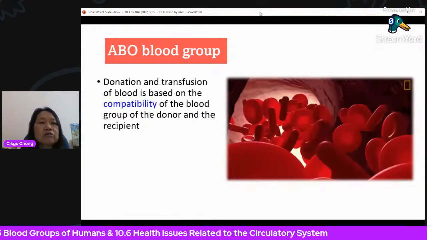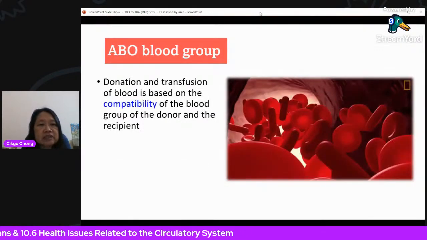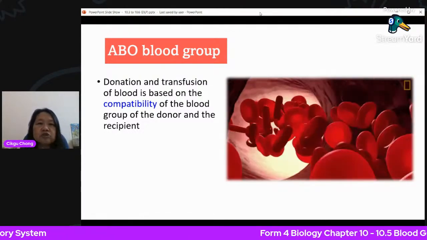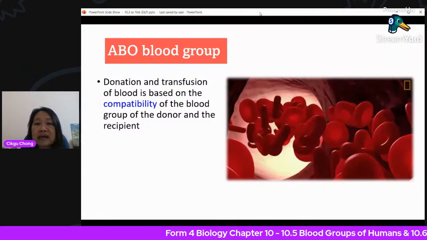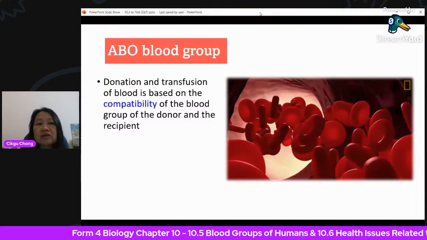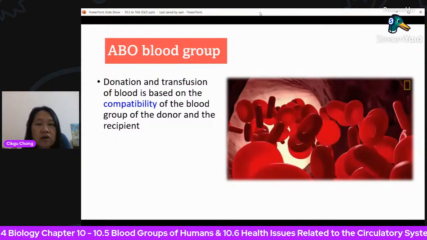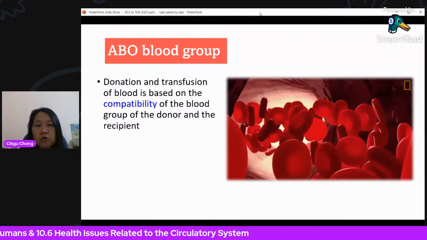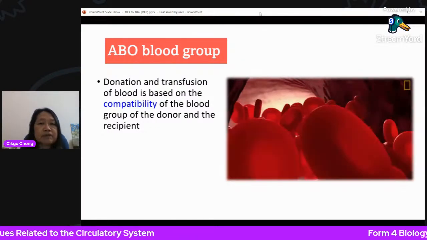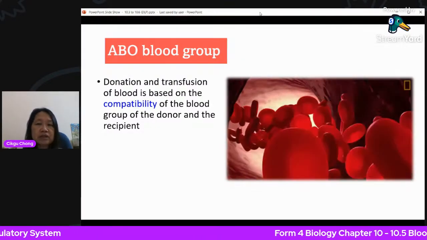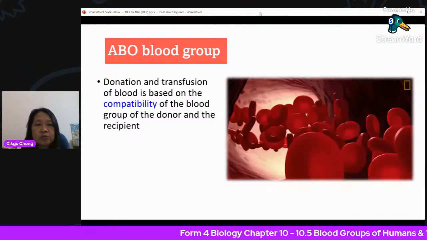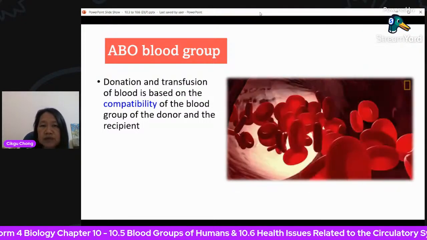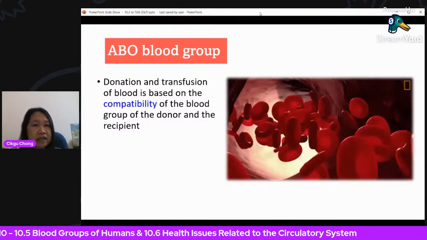Okay, so now donation and transfusion. Donation means to give blood, one person giving blood to another person. Transfusion means transferring blood, just like pinda darah. It's based on compatibility. So you see the keyword here. Compatibility means the suitability of the blood group of the donor and the recipient. The donor is the person who gives the blood. The recipient is the person who takes the blood. So for these 2 people, the blood grouping has to be compatible, that means this blood must be able to be received by the other person.